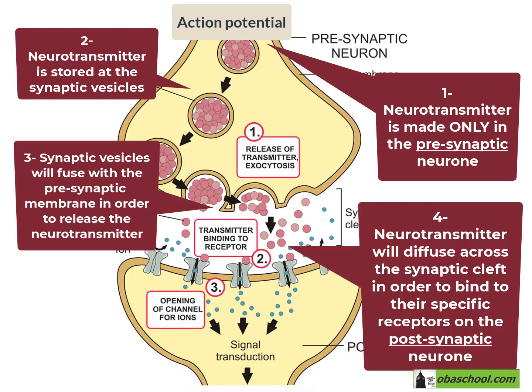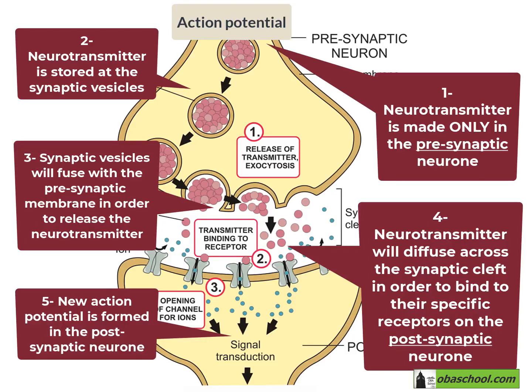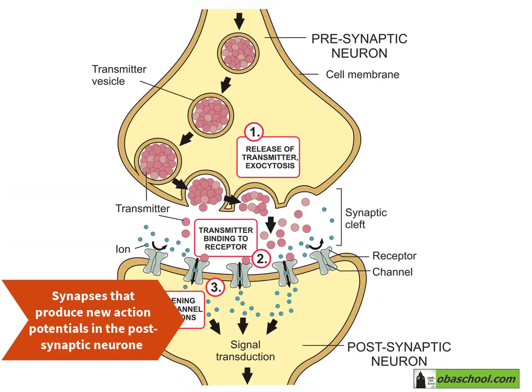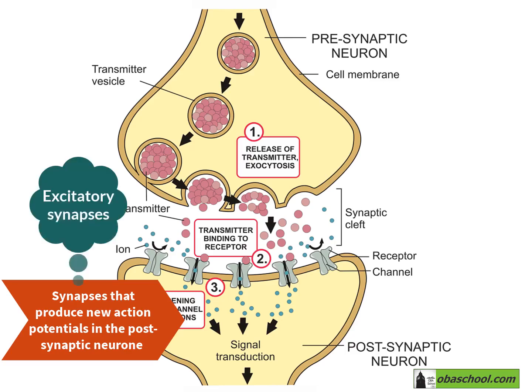Finally, the neurotransmitters will bind with the receptor proteins, and this will lead to a new action potential in the postsynaptic neuron. And it's important to mention that synapses that produce new action potentials in this way are called excitatory synapses.